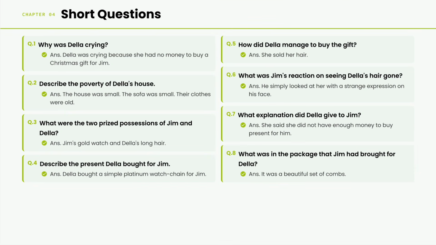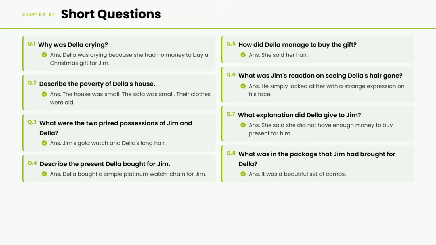Short questions from chapter 4. Question 1. Why was Della crying? Answer. Della was crying because she had no money to buy a Christmas gift for Jim. Question 2. Describe the poverty of Della's house. Answer. The house was small. The sofa was small. Their clothes were old. Question 3. What were the two prized possessions of Jim and Della? Answer. Jim's gold watch and Della's long hair.